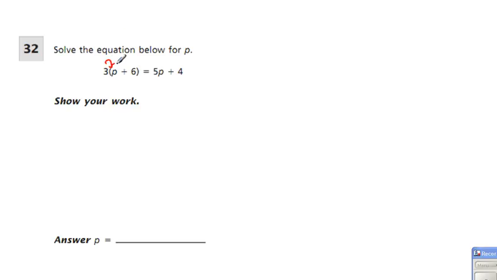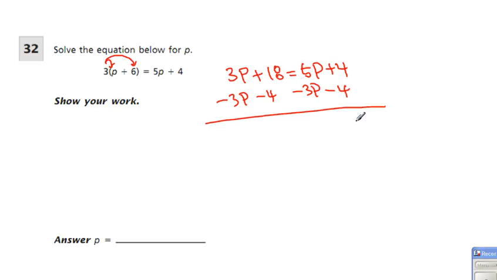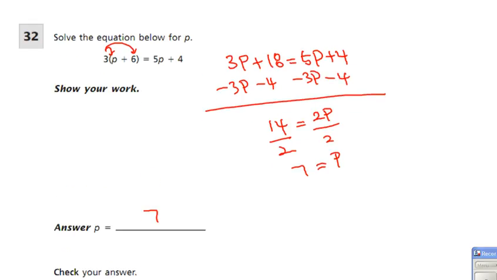Here we have to distribute 3 to both sides, then we end up getting 3p plus 18 will be equal to 5p plus 4. So as you subtract 4 from both sides and subtract 3p, then you end up getting 2p, which is equal to 14. And divide by 2, we'll end up getting p is equal to 7. So 7 will be our answer.